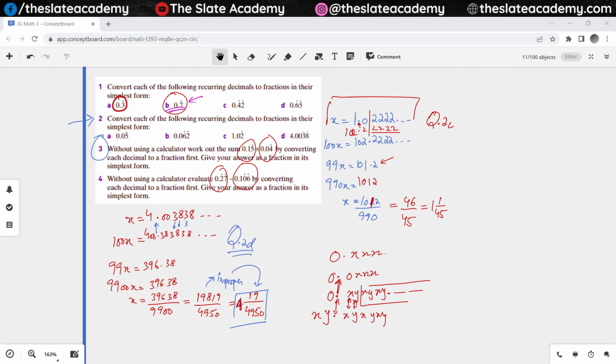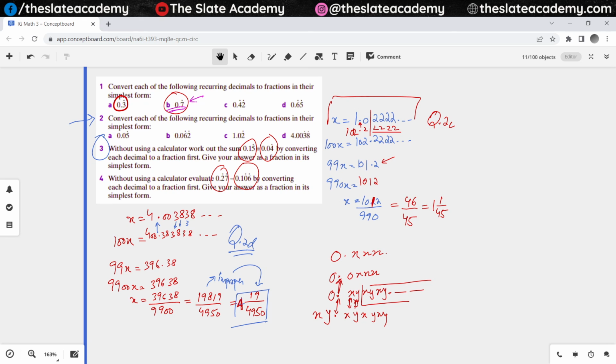I don't know what to do with the fractions. Put nail polish on them. Okay, let's see. Let's see. Let's see.